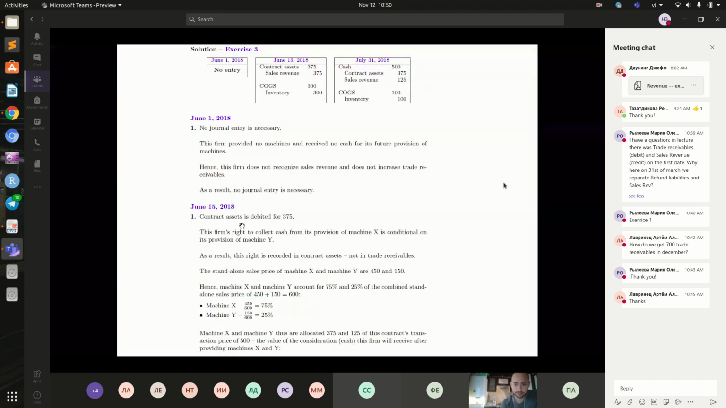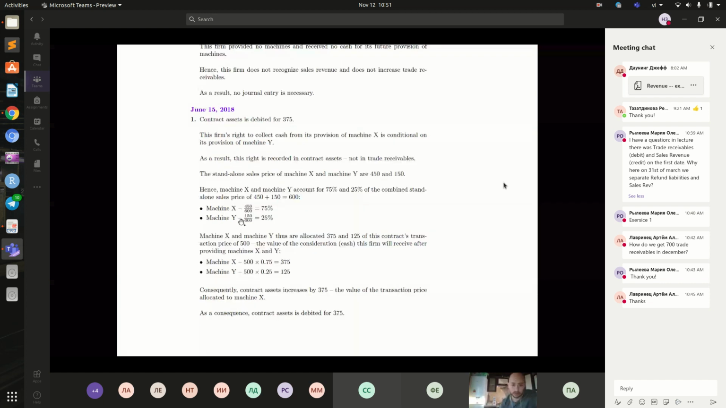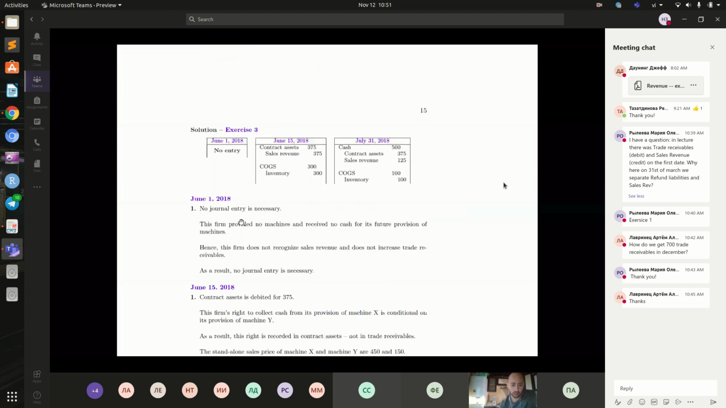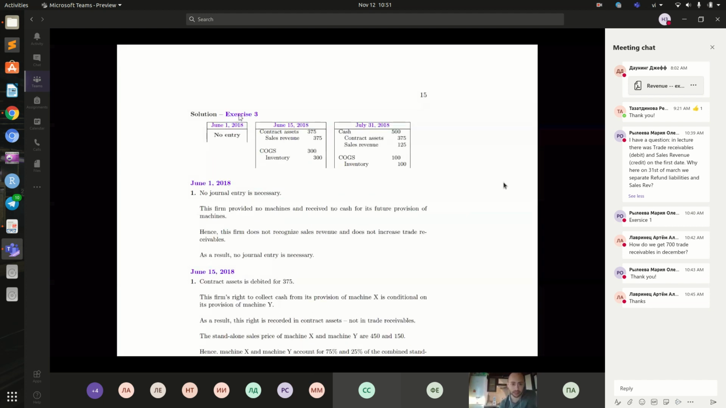That is exercise 3, where revenue is recognized for the provision of machine X and machine Y based on the relative standalone sales price of each item. And the calculations for the relative standalone sales price are shown here in the journal entry for June 15th. So if there are no questions on 3, we can come to exercise 4.